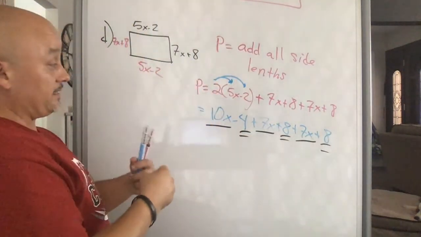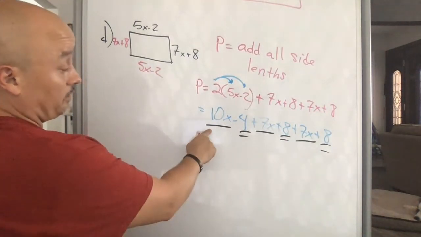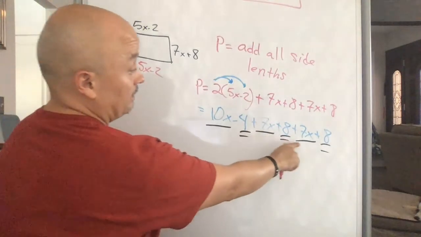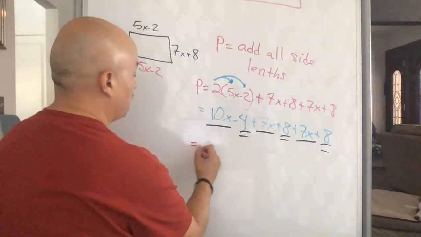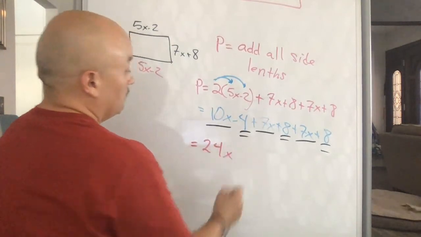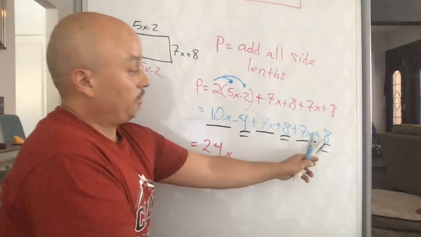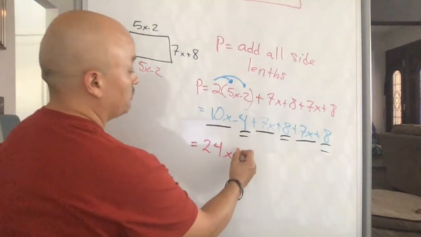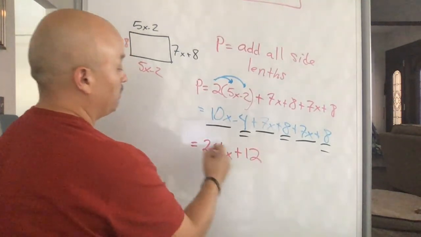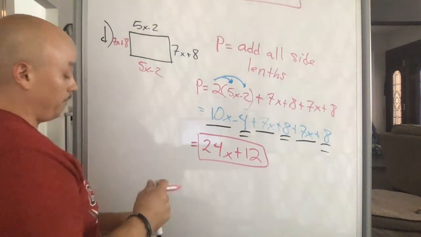So I have some x's and some constants. So I just identified all my x's with a single underline. 10 plus 7 is 17. 17 plus 7, what is that? 24. So 24x. And then negative 4 plus 8 plus 8. Well, I'm going to add the positives first. 8 plus 8 is 16, and 16 minus 4 is 12. So it's going to be a plus 12. And that is my perimeter for that one.